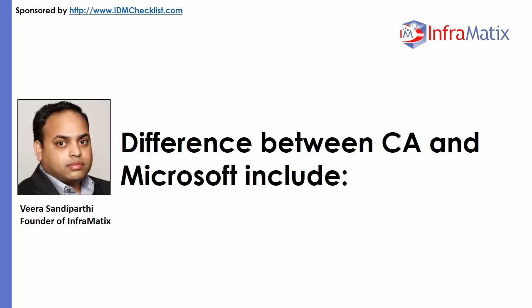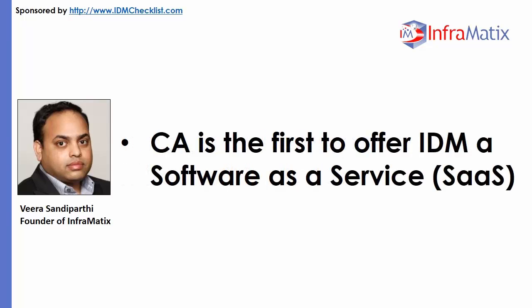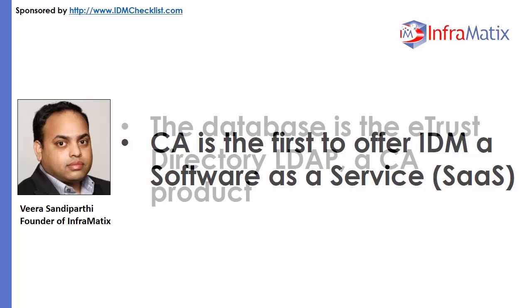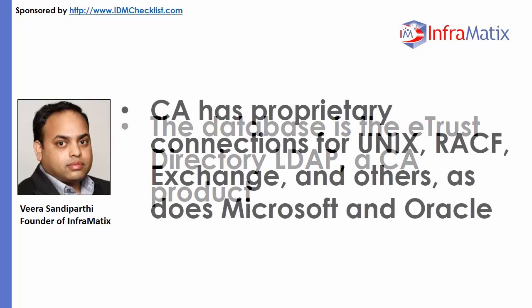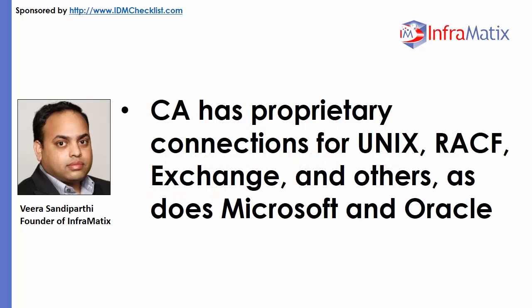CA. Differences between CA and Microsoft include: CA is the first to offer IDM as software as a service. The database is the eTrust Directory LDAP, a CA product. CA has proprietary connections for Unix, RACF, Exchange, and others, as does Microsoft and Oracle. The Salesforce connector is available on the Salesforce App Exchange.